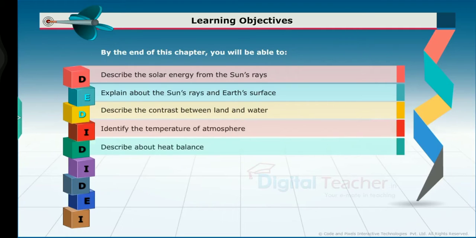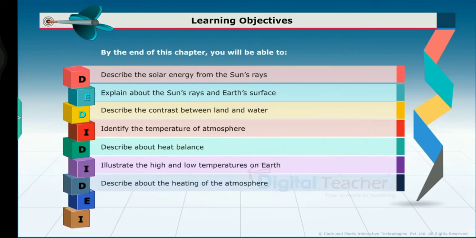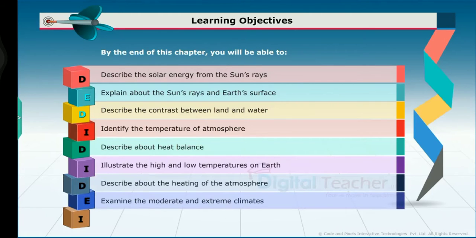Describe about heat balance. Illustrate the high and low temperatures on Earth. Describe about the heating of the atmosphere. Examine the moderate and extreme climates. Identify the temperature maps.